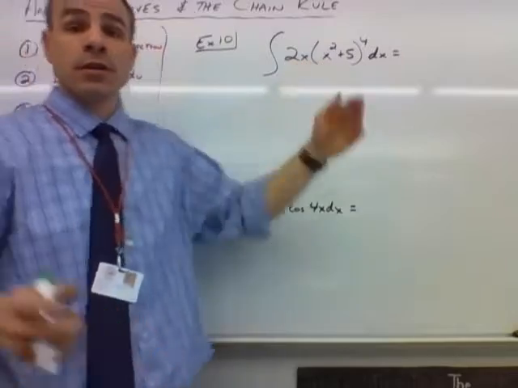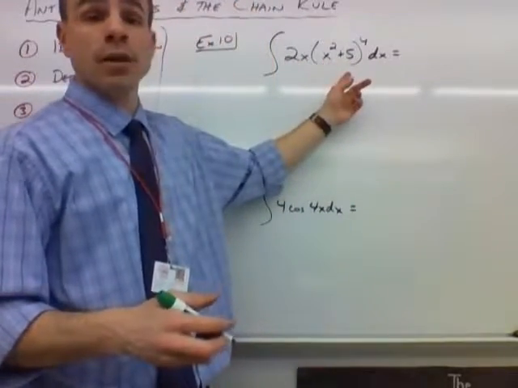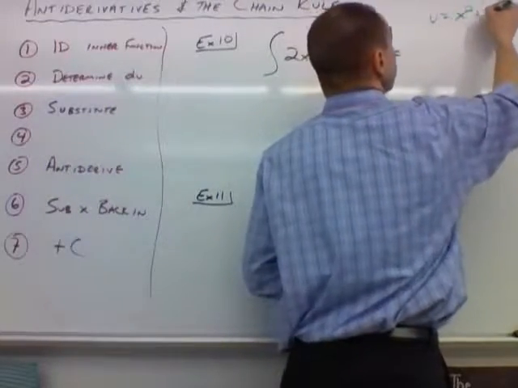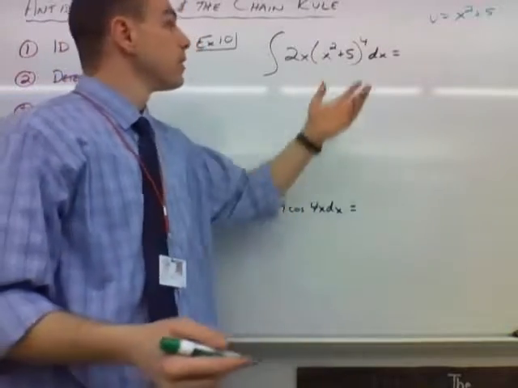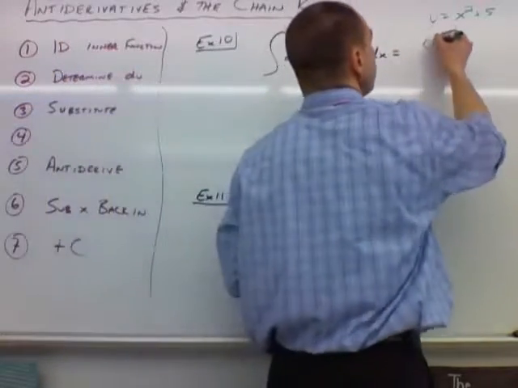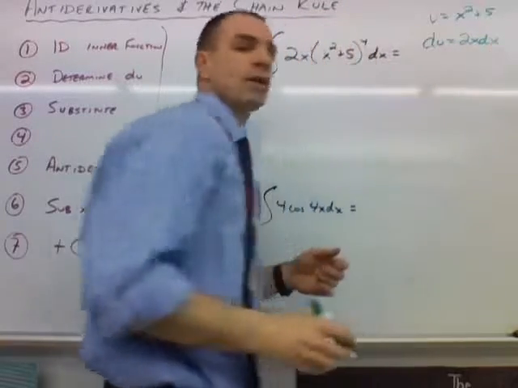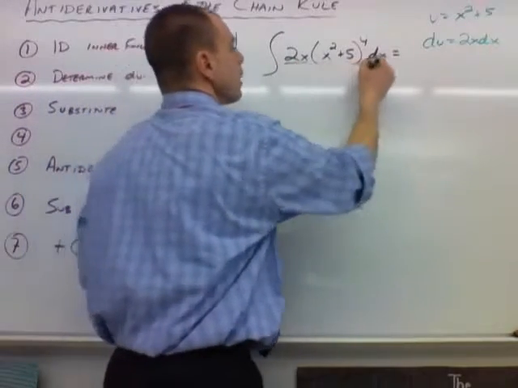Identify the inner function. That's our first step up here. The inner function is x squared plus 5. So we make u equal to x squared plus 5. Now that we have that, we take the derivative. The derivative of x squared plus 5 will be 2x, and don't forget the dx. 2x dx. And lo and behold, that's exactly what we have.